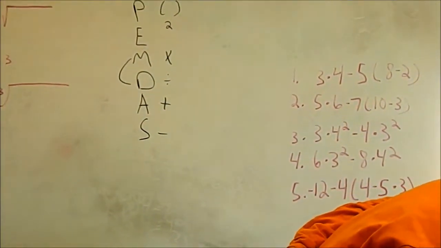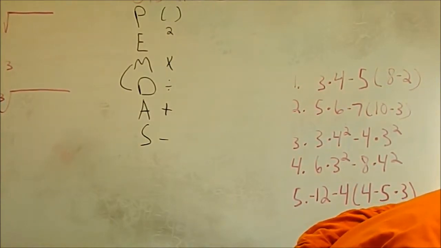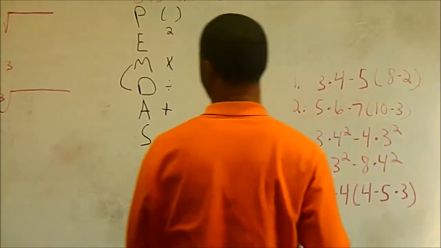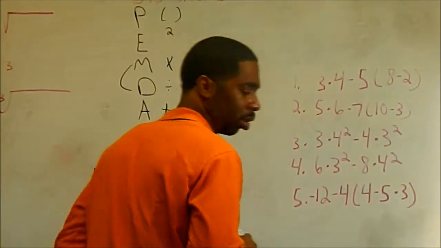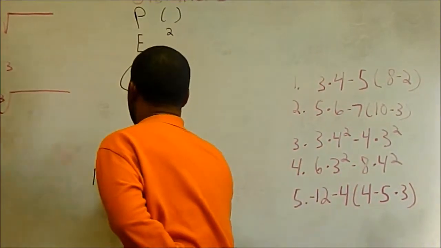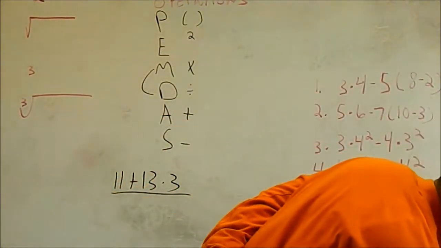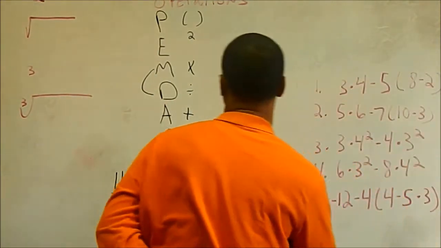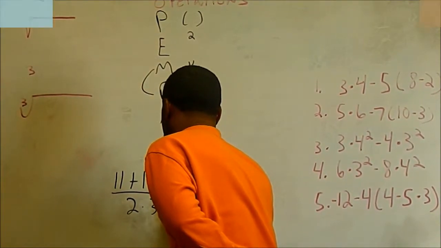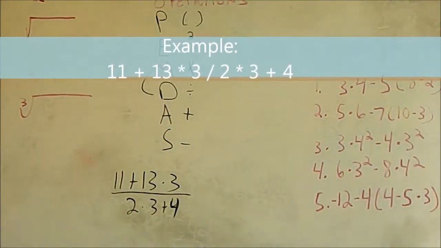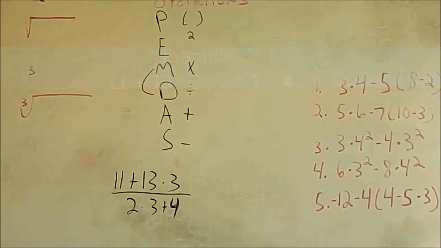Let's look at number 7. We have 11 plus 13 times 3 divided by 2 times 3 plus 4, right? Yeah. Now here's the thing about PEMDAS. According to PEMDAS, I would do my multiplication and division first.